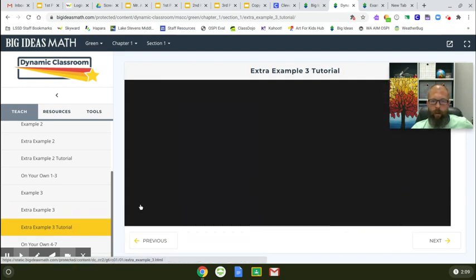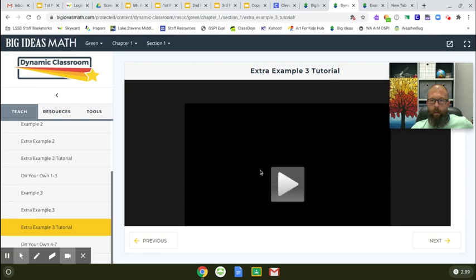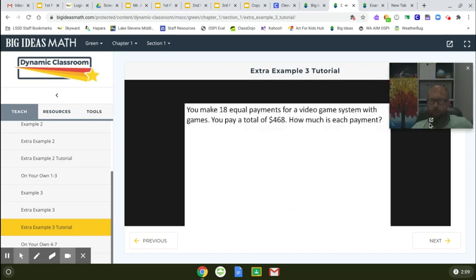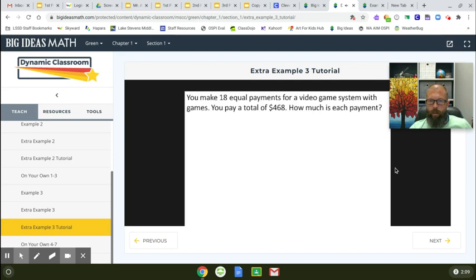You want to find the number of groups of 18 in $468. The phrase groups of 18 in 468 indicates that you need to find the quotient of 468 and 18. Use long division to find the quotient.